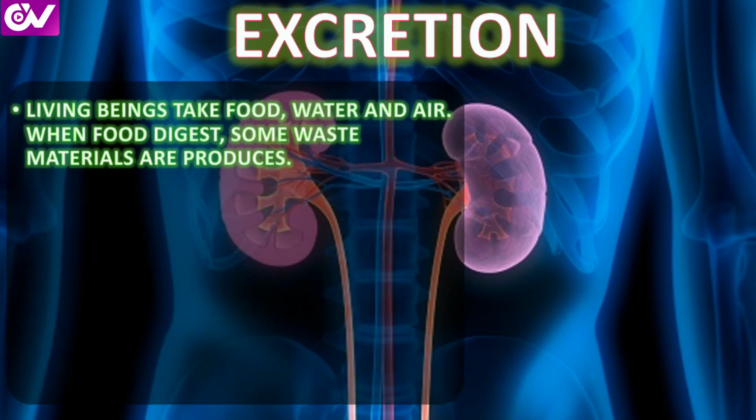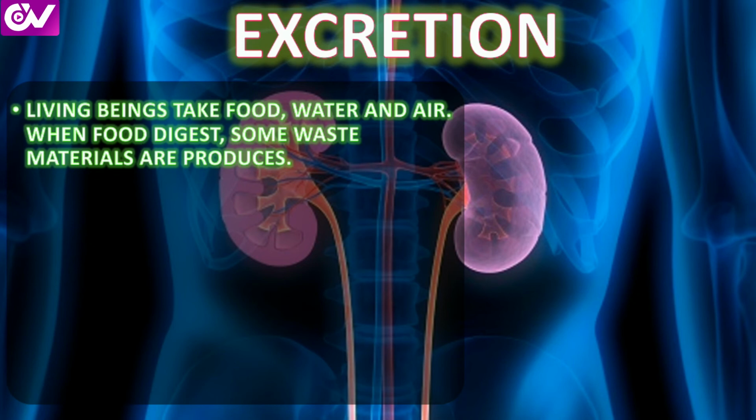Living beings take food, water and air. When food digests, some waste materials are produced. Yes, we take food, water and air, which three are essential to live. While eating food, what is the process of the stomach? It digests the food and converts it into energy, and passes the energy throughout the body.